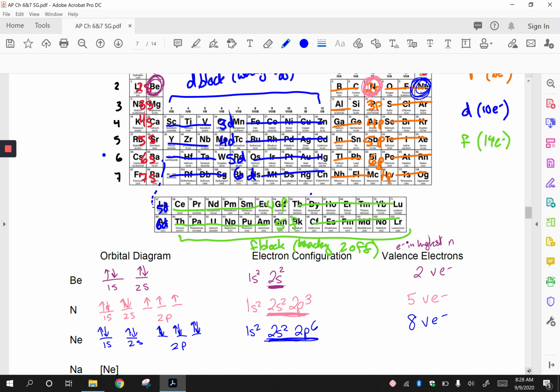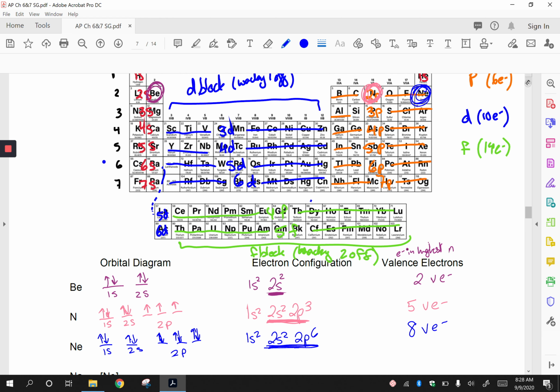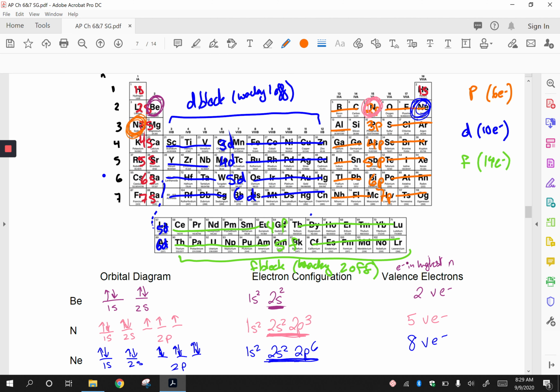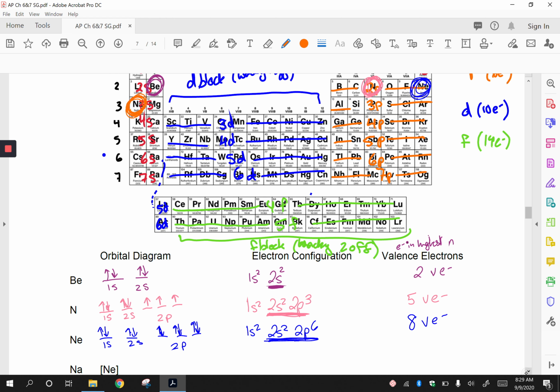Okay, next one is sodium. So sodium is right here. And after we get to neon, it kind of gets long to write all this. So there is a shortcut called the noble gas core, or the noble gas shortcut, where for the element you want, you look at the noble gas that comes before it. The noble gas that comes before sodium is neon. So you write out neon in brackets.